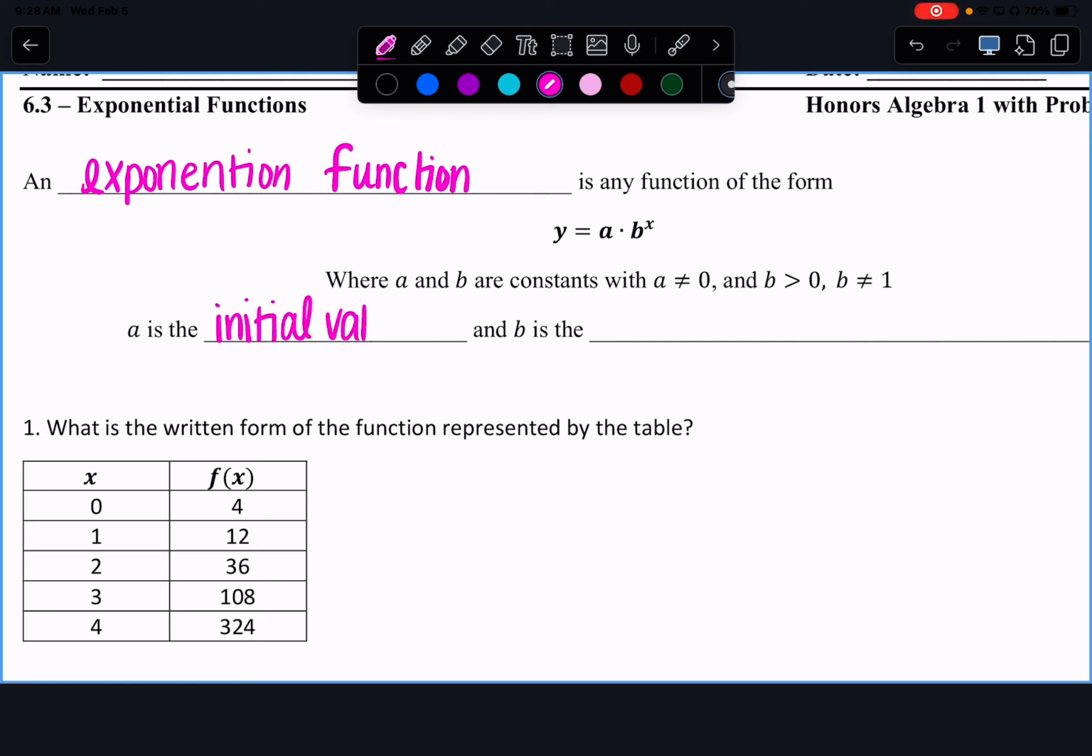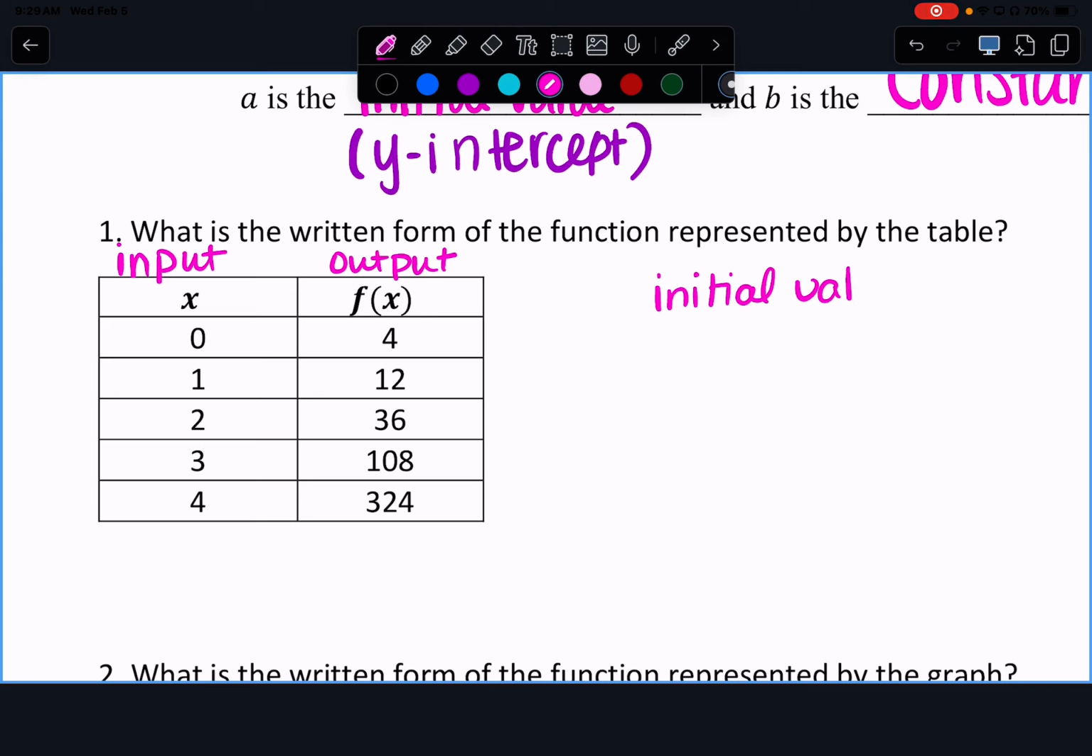So I want us to look at this table right here. In this table, we have our input and we have our output. What we're going to do is start by finding our initial value, or whatever our a is. So in this problem, what is our y-intercept? When I plug in 0, what do I get out? 4. So a is 4.